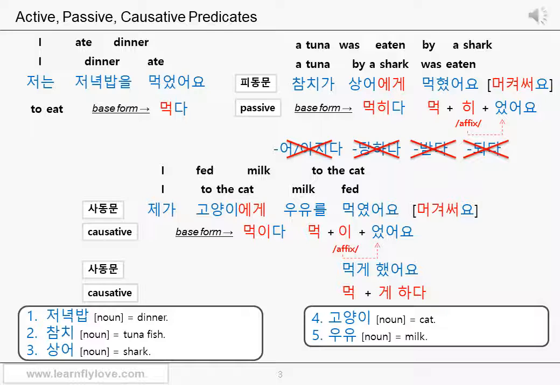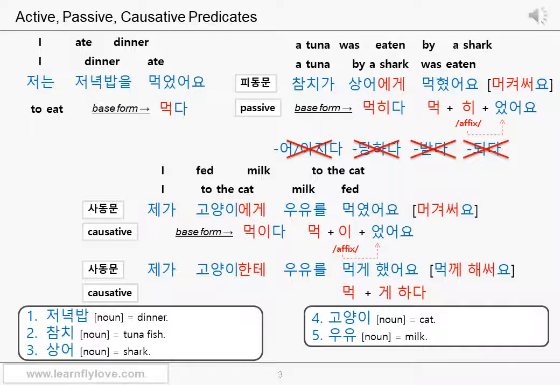먹 plus 개했어요. 먹게 했어요. And let's use the particle 한테 this time, which won't change the nuance or meaning. 제가 고양이한테 우유를 먹게 했어요.